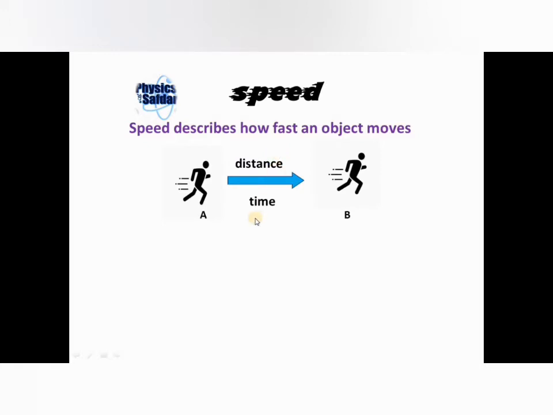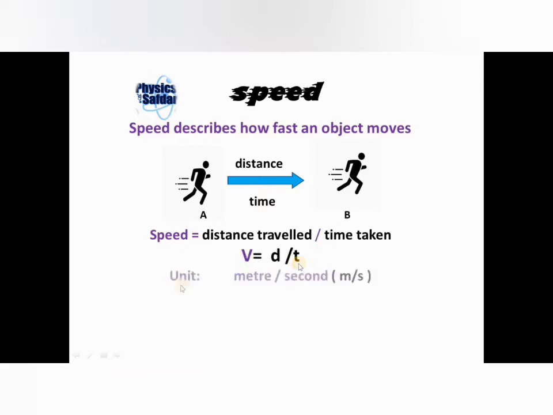Look at this diagram. A man is running from point A to point B. He covers some distance and takes some time. If you want to calculate the speed of the person, then you need an equation, and that is the speed equation. You need the distance traveled by the object and the time taken. The short form for speed we use is v, for distance d, and for time t. For the measurement of speed, the unit used is meter per second, that is the SI unit. Some other units are centimeter per second and kilometers per hour.